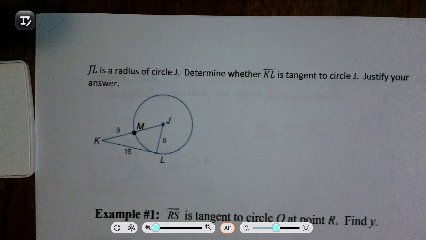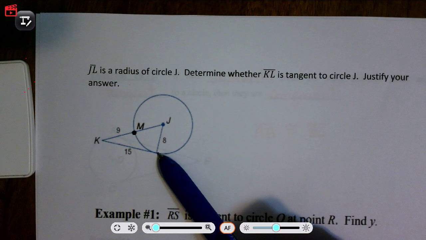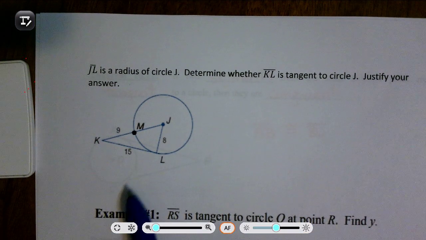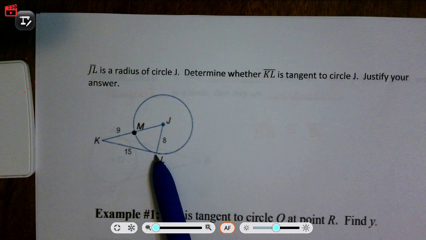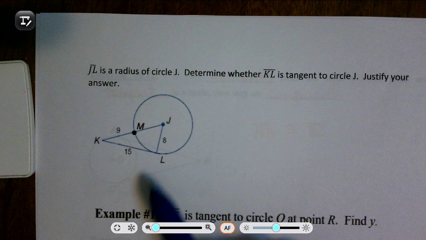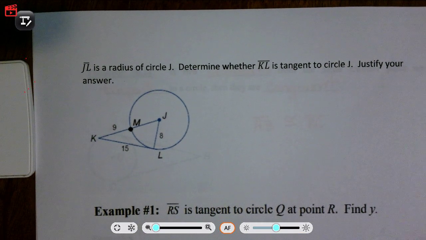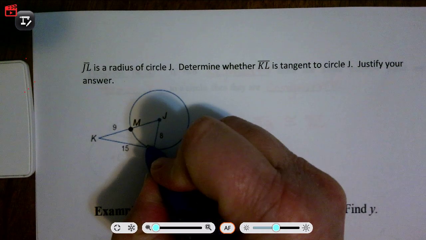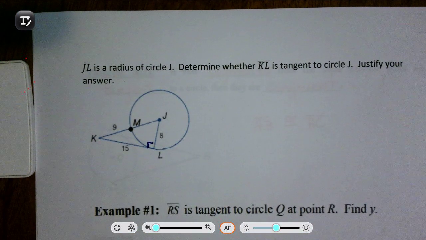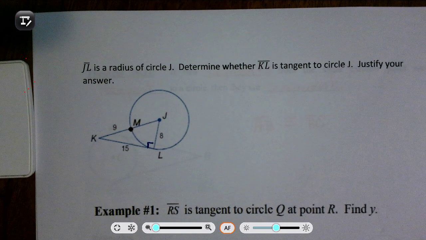All right, so let's take a look at how we can apply that. The first one we see, we have JL is the radius of circle J. And we need to decide whether or not KL is actually going to be tangent to the circle. Is this tangent? And it says to justify our answer. So how do we go about doing that? We need to determine if that is a right triangle. If it is a right triangle, then we need the Pythagorean theorem to hold true.